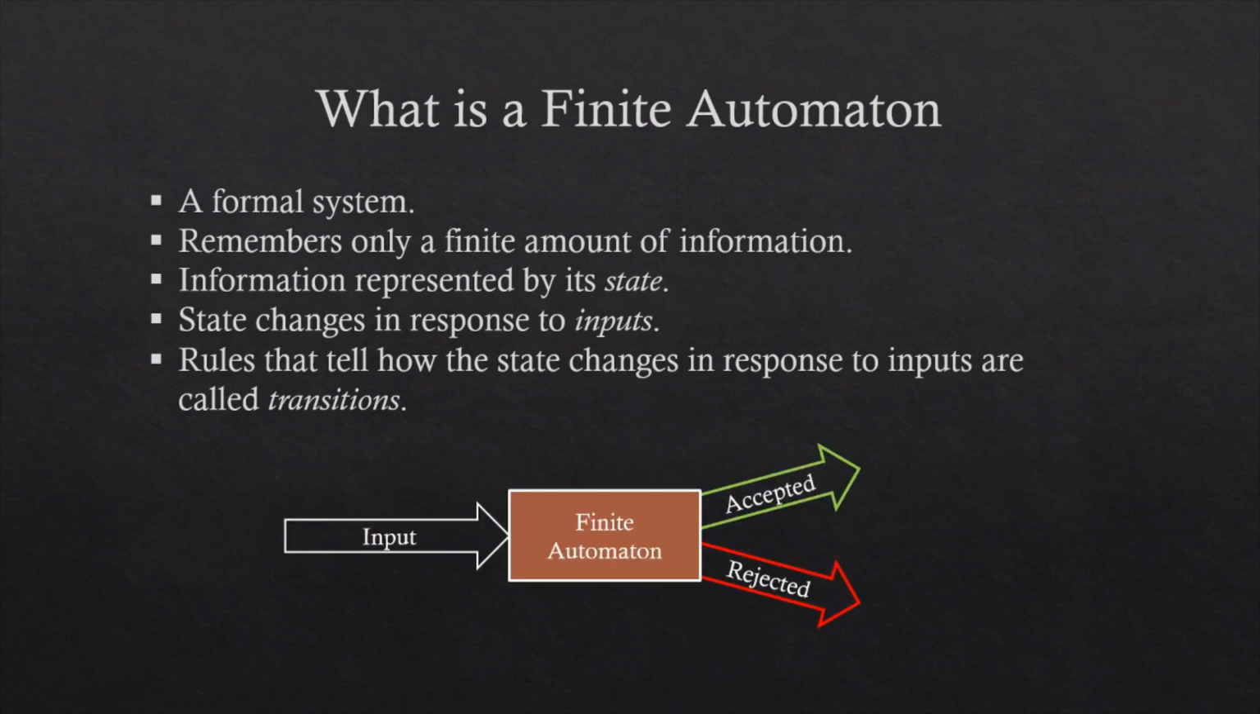You may recall seeing this block diagram in one of the previous lectures, where there's a finite automaton, and given a sequence of inputs, it can tell you whether that specific input sequence is accepted or rejected by the finite automaton.